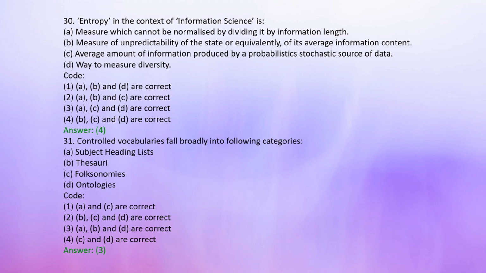Number 30, entropy in the context of information science is: option A, measures which cannot be normalized by dividing it by information length. B, measure of unpredictability of the state, or equivalently of its average information content. C, average amount of information produced by a probabilistic stochastic source of data. And D, way to measure diversity.